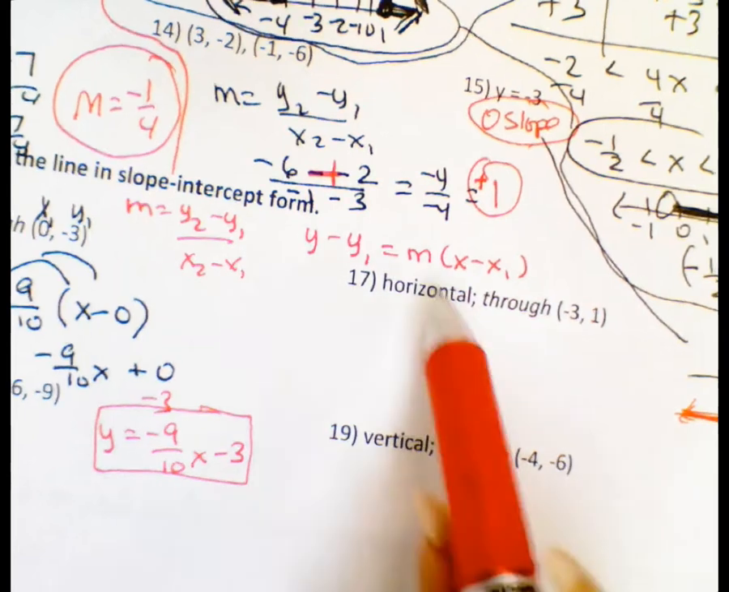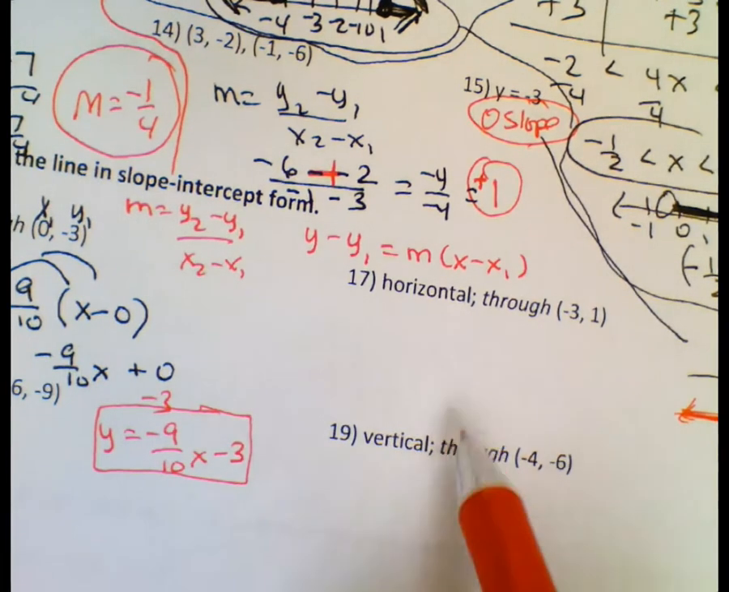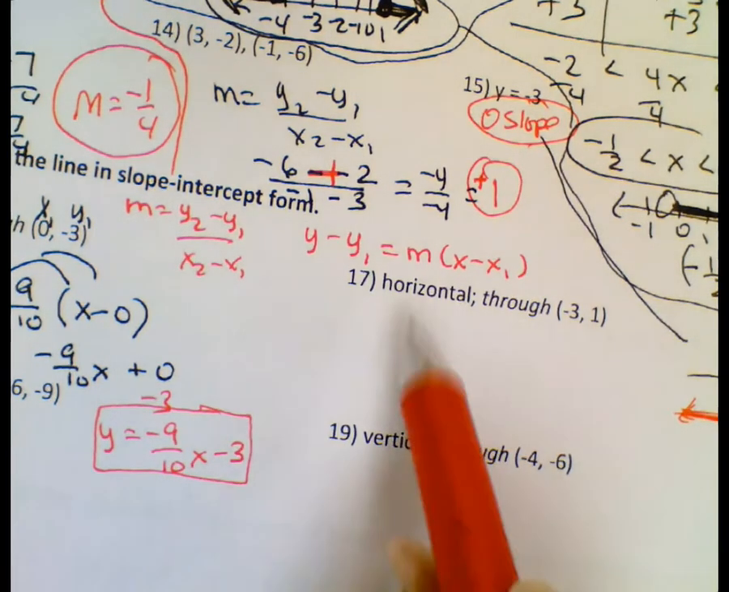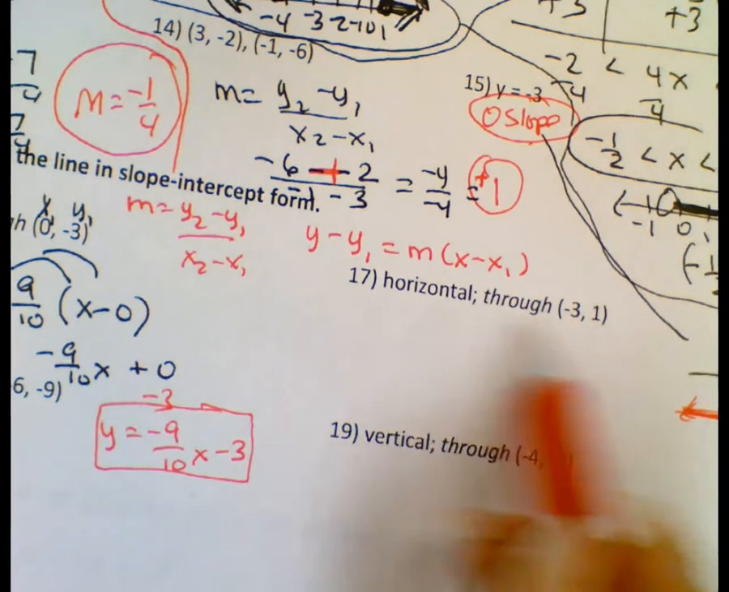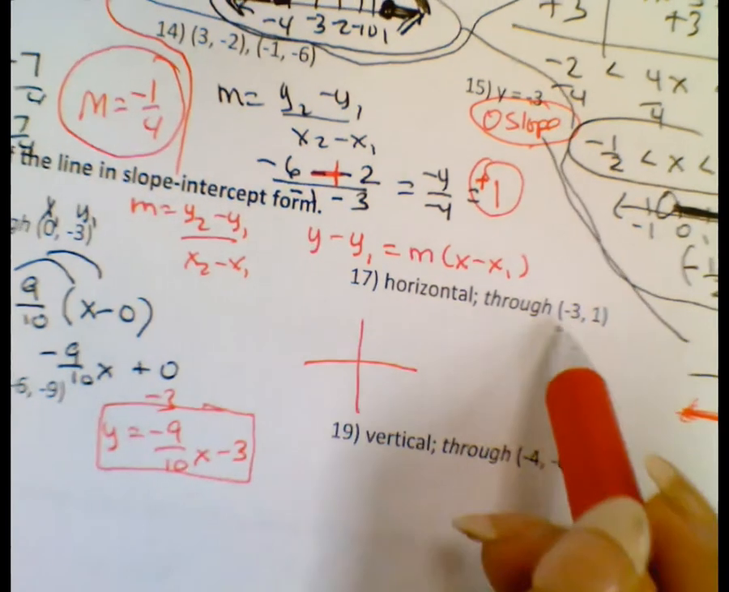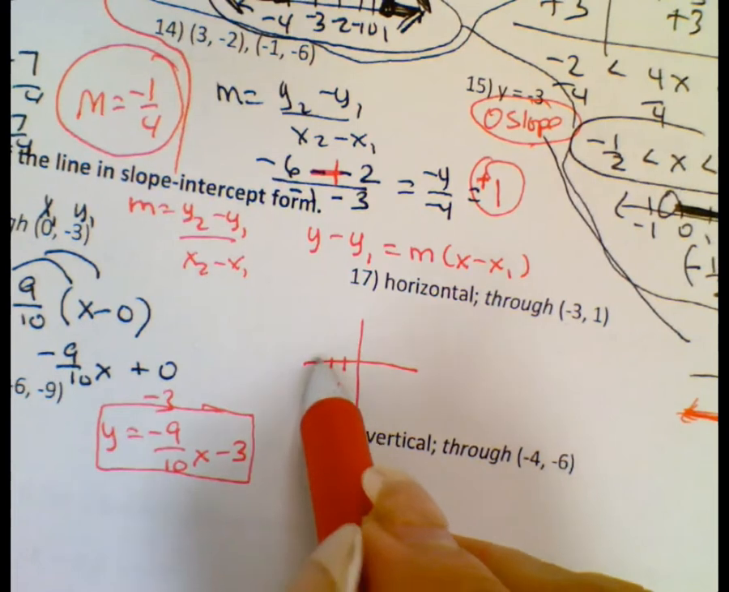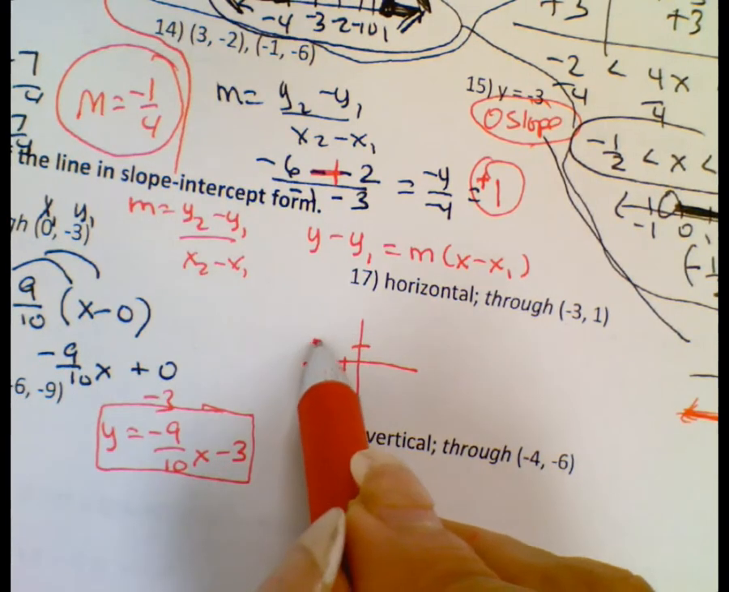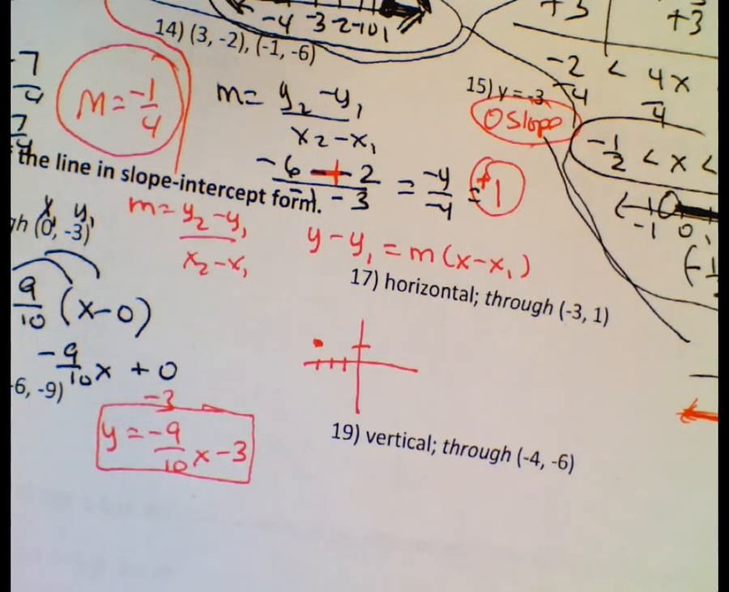Now, these 17 and 19 are trick problems. I mean, they're not trick, but there's no work needed on 17 and 19. So maybe draw out what 17 is telling you. You have this point, -3, 1. Okay, here's -3, 1. And it says the line is horizontal.